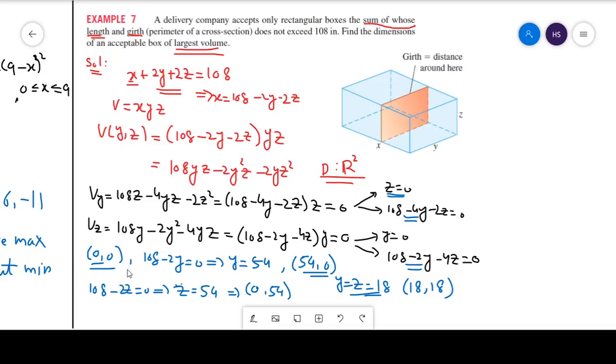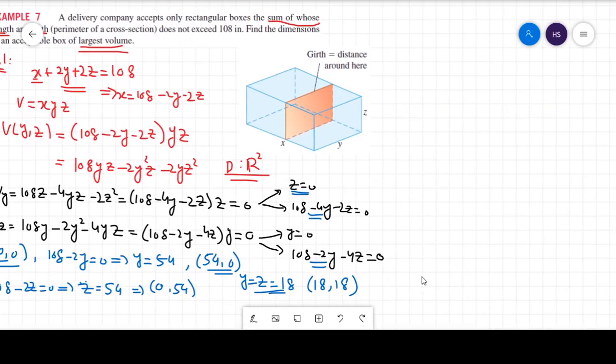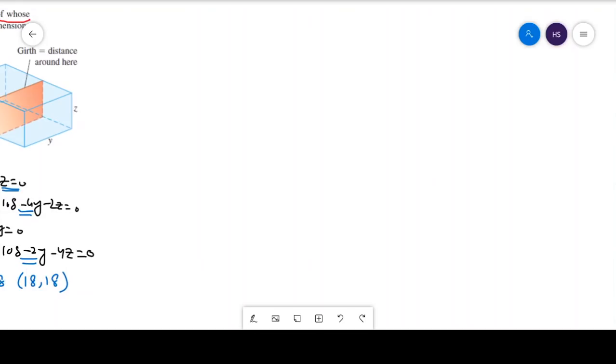So if you plug in 0 0, so y 0, z 0, this will become 0, so volume is 0, so we are not going to talk about it, because we are maximizing the volume. So this is not our case, right? So this leaves us with 54 0, 0 54, and 18 18. These are all the possible critical points where some of the points could give us the local maximum, right? So for that we need to apply the second derivative test.